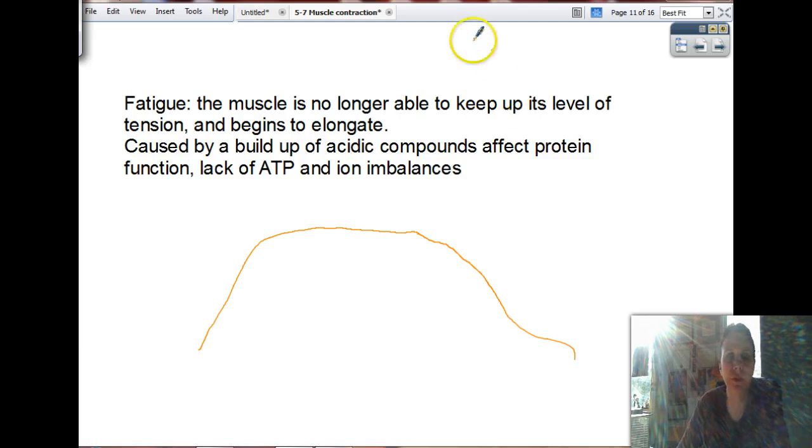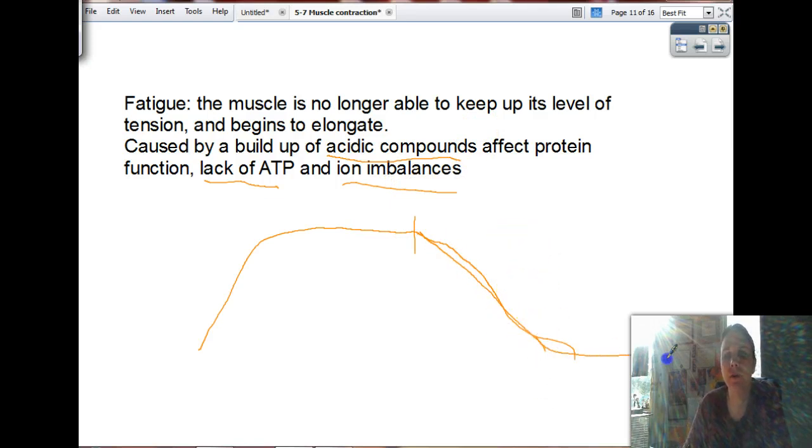So that's muscle fatigue, and what happens here is that there's a buildup of acidic compounds like lactic acid that affect protein function, proteins like actin and myosin, a lack of ATP, and so if I don't have the energy, I can't keep it going, and ion imbalances with the sarcolemma and so on. And so what ends up happening is once it starts smoothly going back down, we call that muscle fatigue.